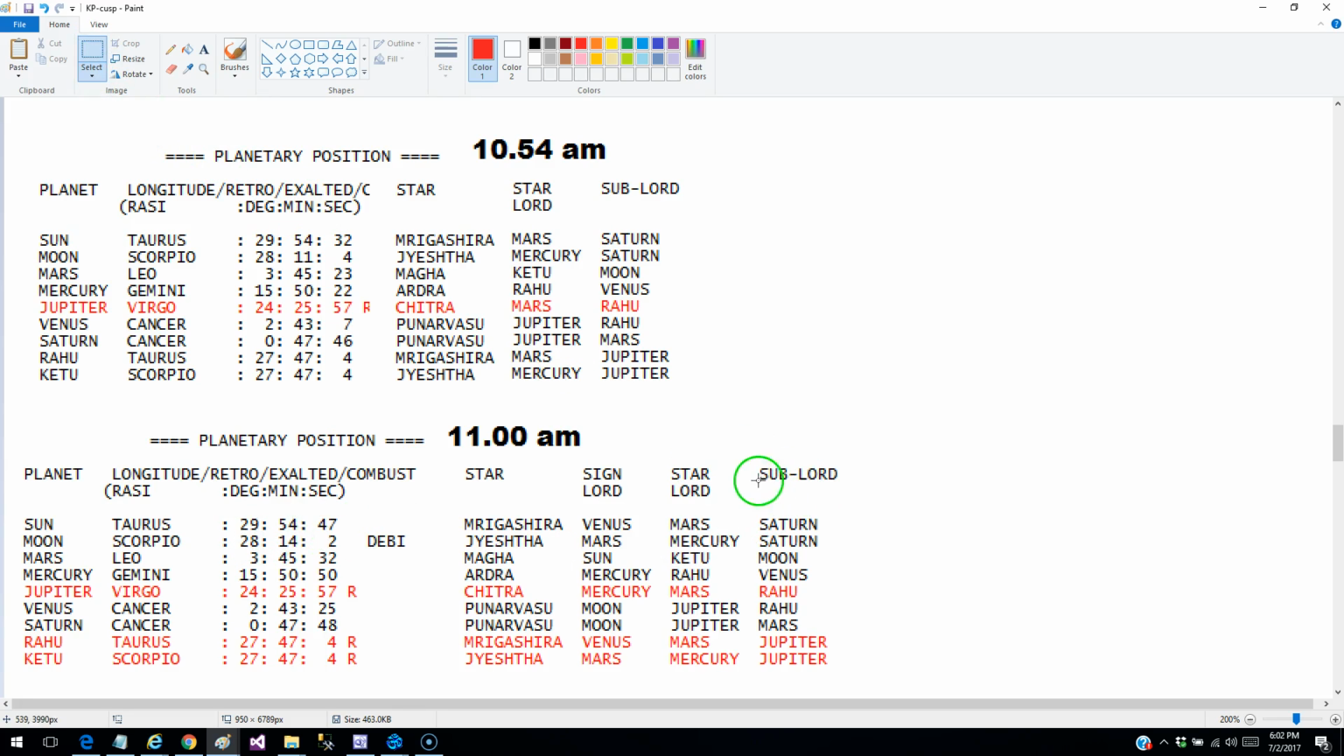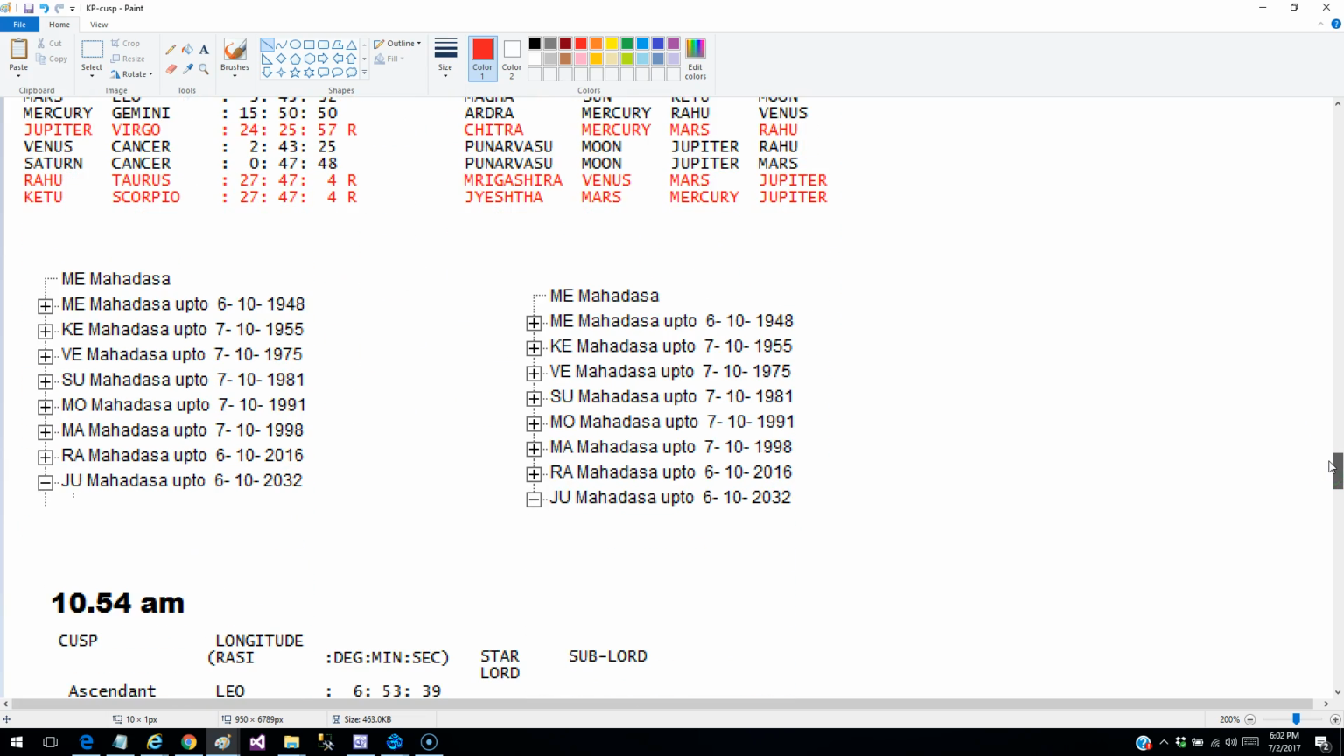If you look at these planets' sublords, they have not changed. They are the same. You see this? All the sublords are the same. Saturn, here Saturn, Moon, nothing has changed, right? So at 10:54 and at 11, the planetary position changed a little bit, but the sublord didn't change. The dasha is also the same, because the Moon hardly moves in 6 minutes, so nothing is going to change in the Mahadasha.